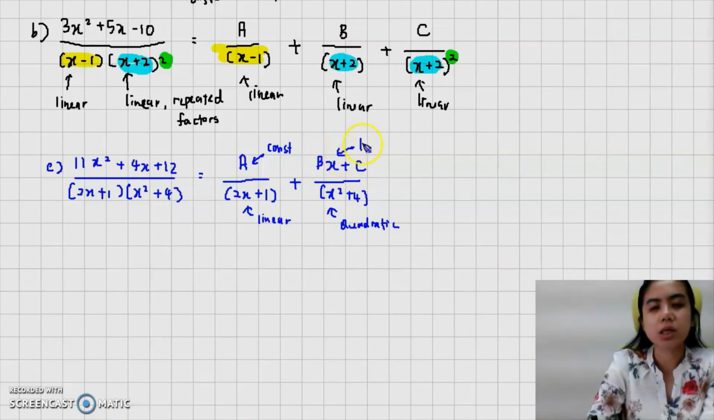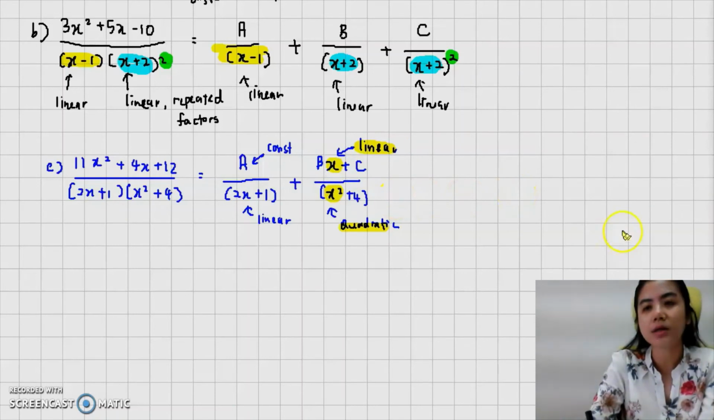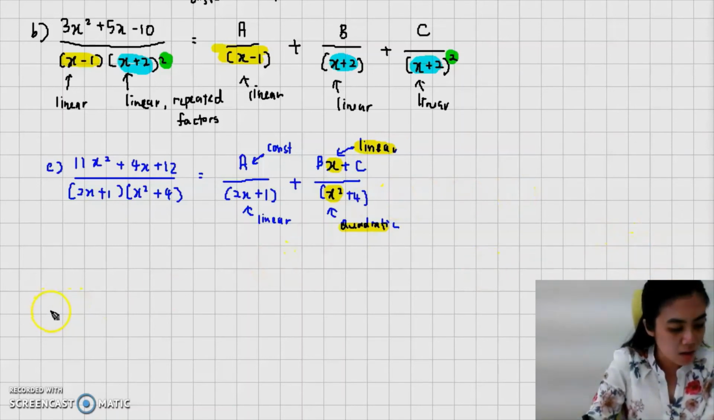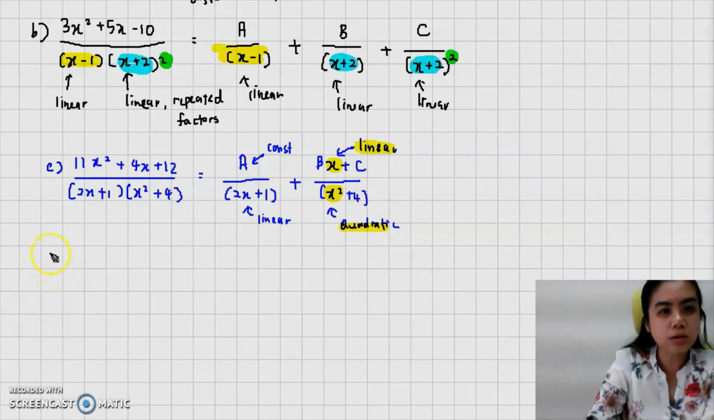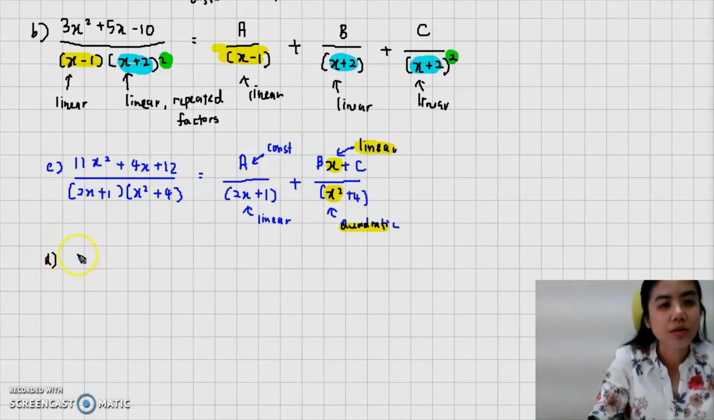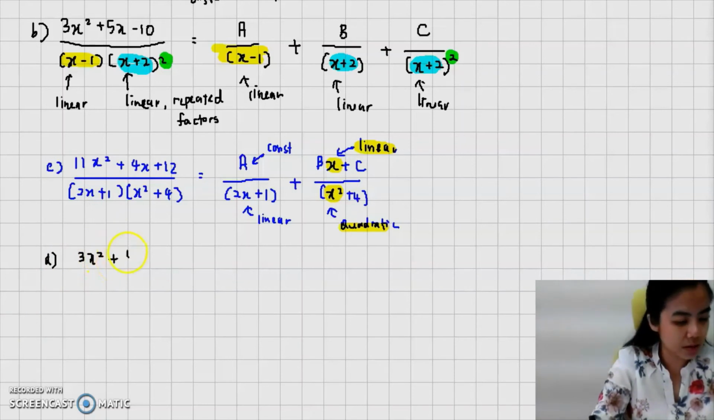So this is linear. Basically you can see that it is x power 2, quadratic, as a denominator. At the top we will have linear, that is x power 1. Okay, so let's look at example D. So we have this.